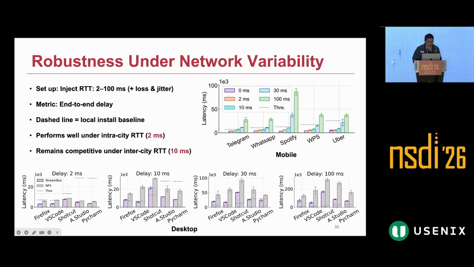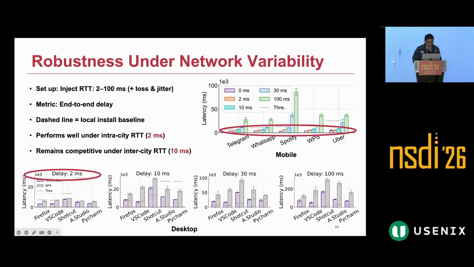Finally, we evaluate robustness and network vulnerability. We inject round-trip latency from 2 to 100 milliseconds, together with packet loss and jitter to emulate realistic WAN conditions. The metric here is end-to-end delay, and the dashed line represents a local installation baseline.